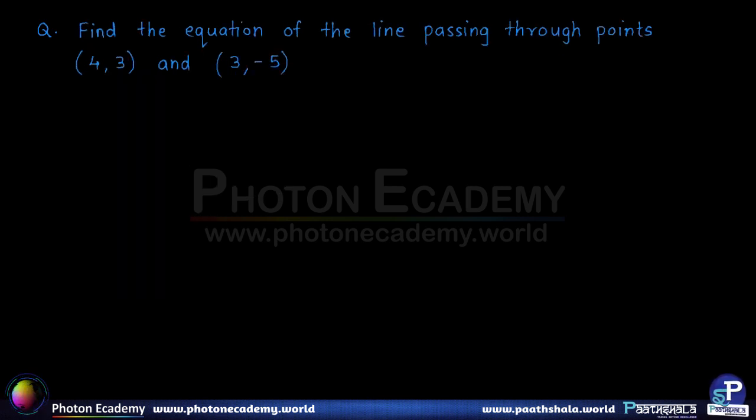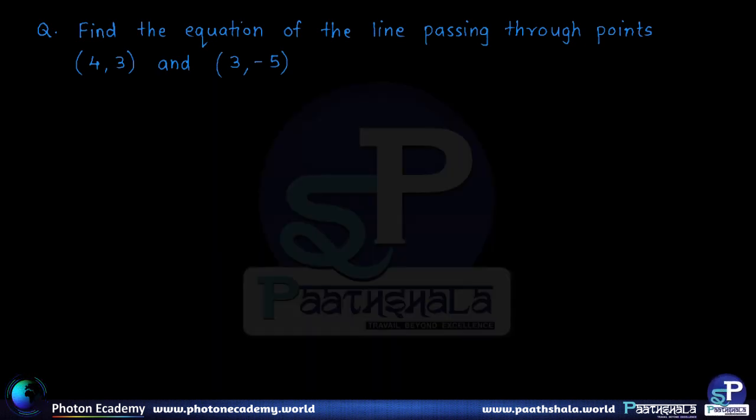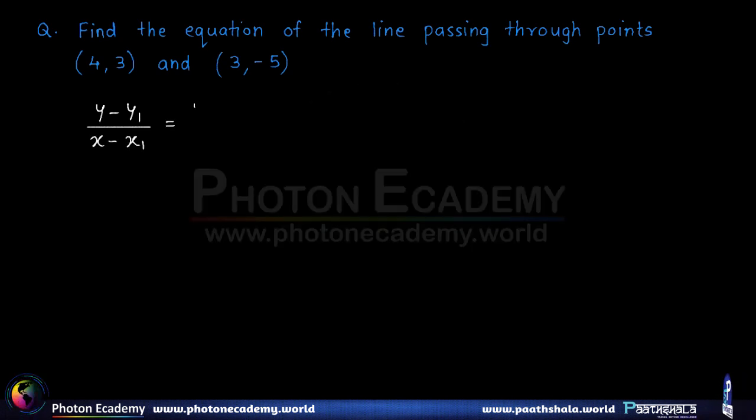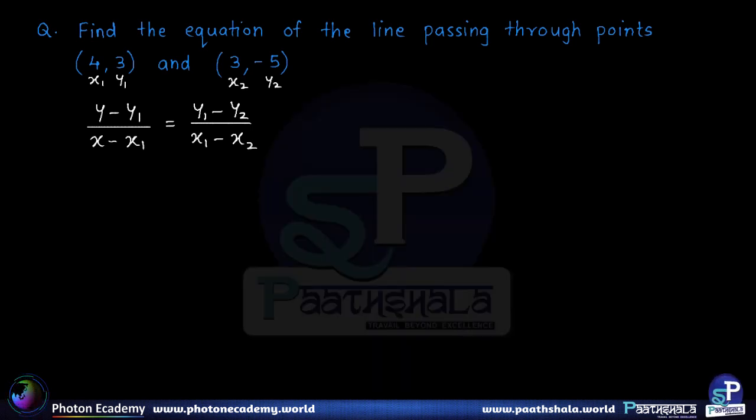Find the equation of the line passing through points (4, 3) and (3, -5). So here we observe that we have been given 2 points and we have to write the equation of the line. So therefore we will be using the 2-point form of the equation of the line. So as per the formula, it is (y minus y1) upon (x minus x1) is equal to (y1 minus y2) upon (x1 minus x2). Now we arbitrarily choose the first point to be x1, y1 and second as x2, y2. Right? It does not actually matter which point you call as first or second, but once you assume, you should keep the symbols intact, right?